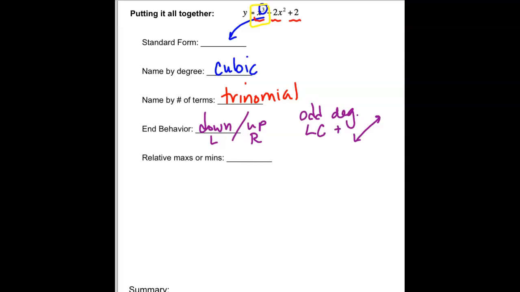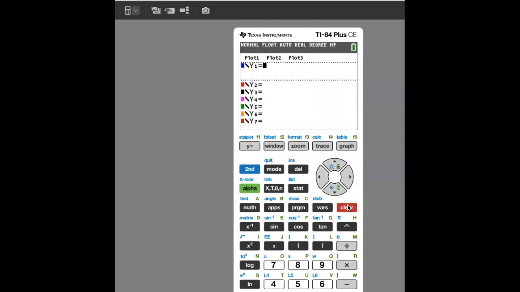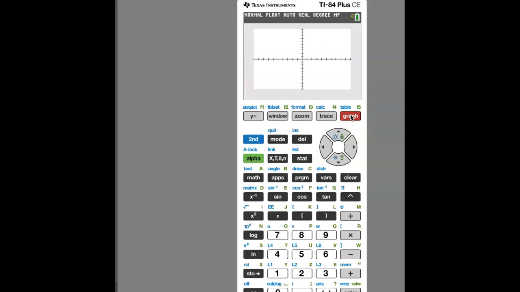All right, let's go ahead and find any max or mins for this. So back to our calculator. We're going to enter our equation. We have an x cubed plus 2x squared plus 2. All right, we'll graph it. And they asked us to find the max and min. So we're going to find this point. We'll do that one first.